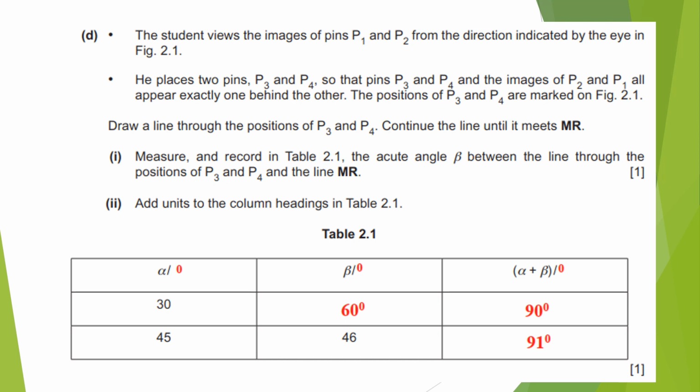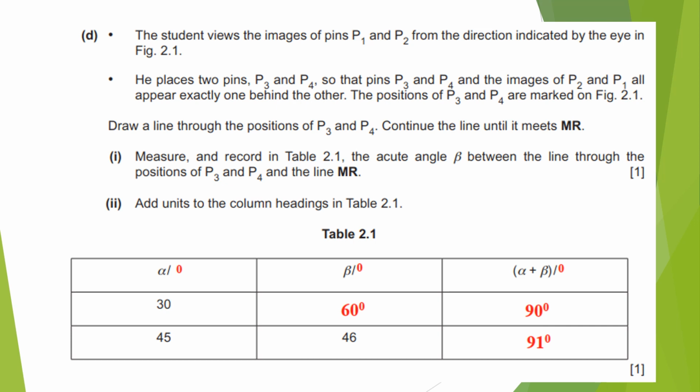Question D. The student views the images of pins P1 and P2 from the direction indicated by the eye in figure 2.1. So in the figure 2.1, at the bottom right side, an eye is printed. There is an eye diagram. So that means an observer is observing from down. He places two pins P3 and P4 so that pins P3 and P4 and the images of P2 and P1 all appear exactly one behind the other. The positions of P3 and P4 are marked on figure 2.1.